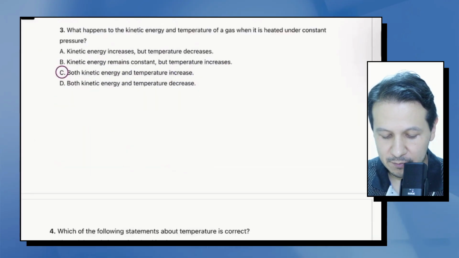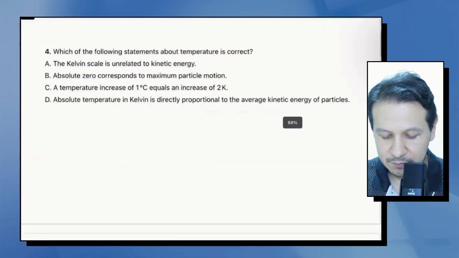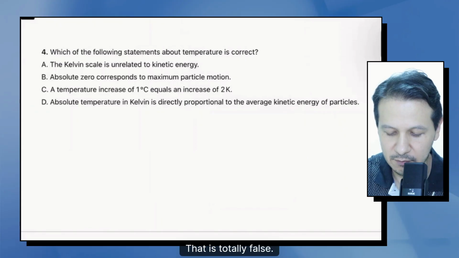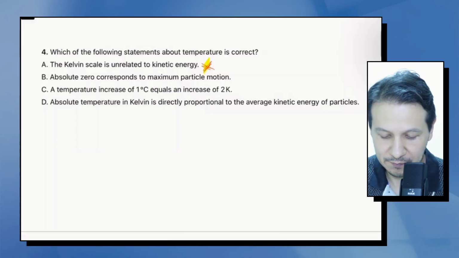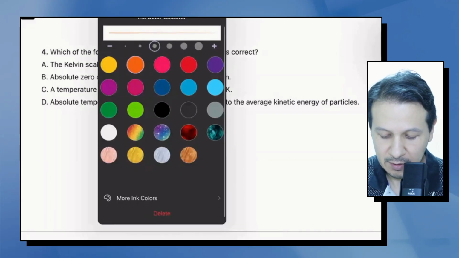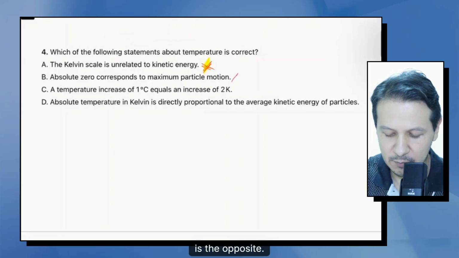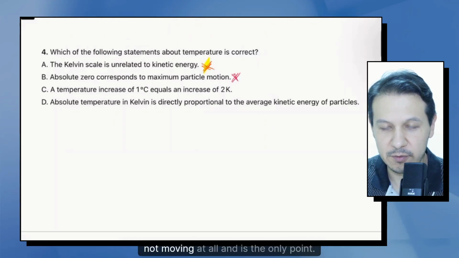Number 4, which of the following statements about temperature is correct? It says, the Kelvin scale is unrelated to kinetic energy. Well, that's totally false because the kinetic energy is temperature, and Kelvin is a scale that is telling me the kinetic energy. Absolute zero corresponds to maximum particle motion. No, it's the opposite. Absolute zero is when the particles are not moving at all.